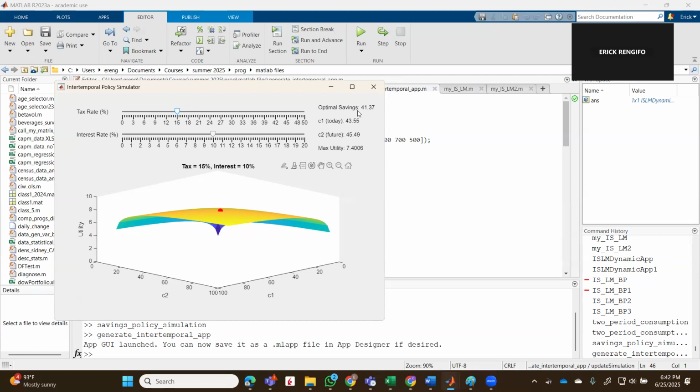And saving more, this 41 times 10% interest rate, I can consume 49 in the future. Of course, I'm much better off, with a utility of 7.400. Make sense, guys, to you?